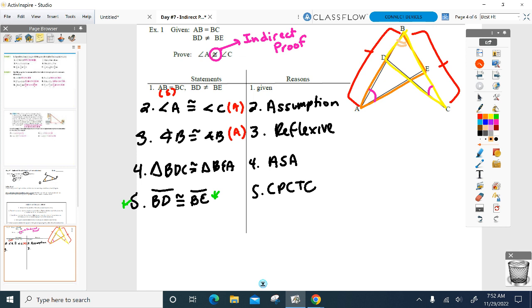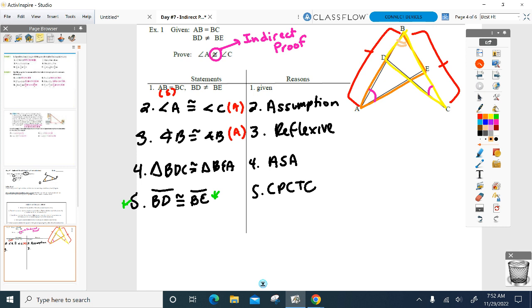Go back on the very top. At the very top, Anna, what were we told? It's in the givens that they're not congruent. We were told that this is true: BD is not equal to BE. This is true. They can't happen at the same time, can they? Absolutely not. So I'm going to go slow here.